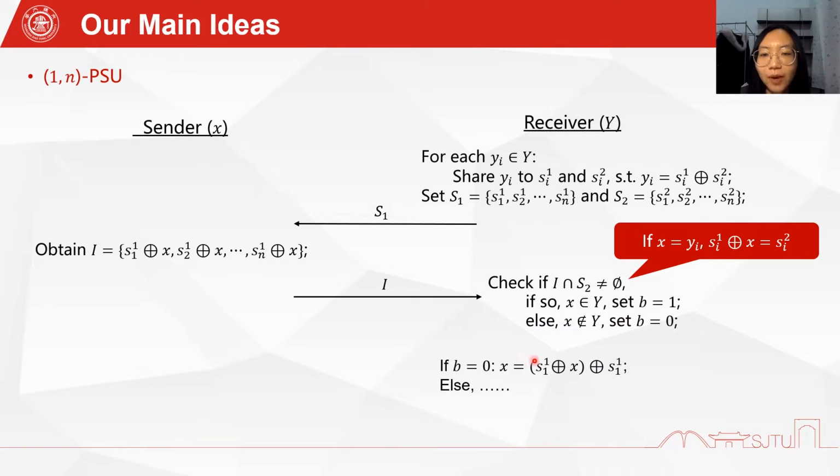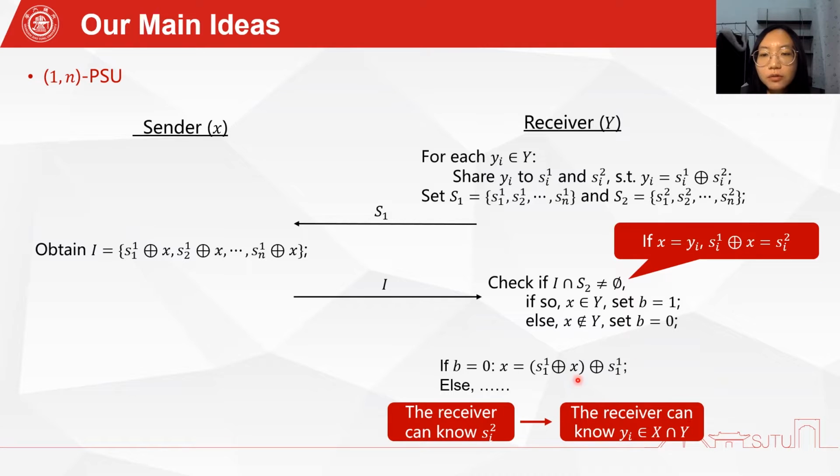If X isn't in set Y, because the receiver also knows this share, the receiver can use this share to recover the item X. Otherwise, because the receiver knows Si2 is in this intersection, and the receiver knows that Si2 is the share of yi, the receiver can know that yi is in the intersection. But in the PSU, this information is not allowed to be known by the receiver. So we need to change this step.